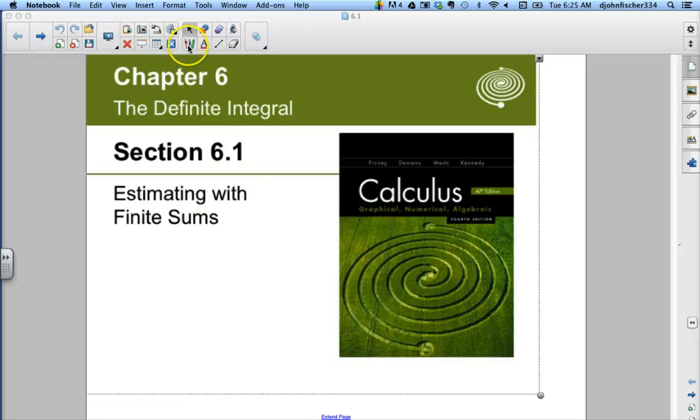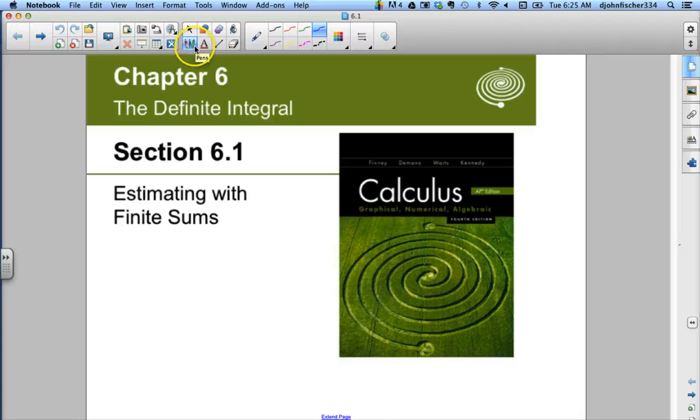Okay, we're going to do section 6.1 here. 6.1 deals with estimating with finite sums, and there's two parts to it. One's kind of doing it by hand, and then the other part is doing it with a calculator.